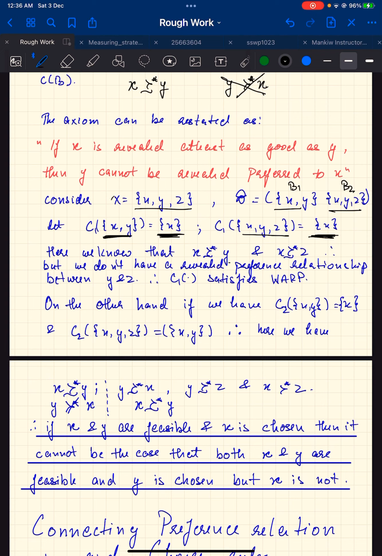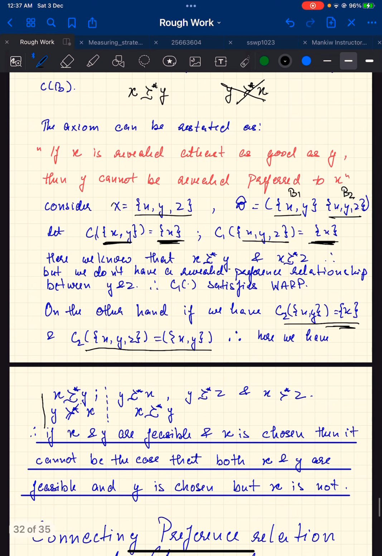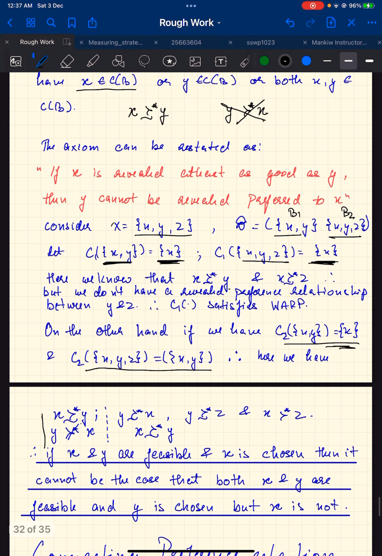On the other hand, suppose we have another choice rule where between X and Y an individual chooses X, and between X, Y, and Z the individual chooses X and Y both. So what do we get from here? From here, we get X is revealed as good as Y, and Y is not revealed preferred to X, which is what we saw earlier as well. So when X is chosen when X and Y both are available, we are saying that X is revealed as good as Y and Y is not revealed preferred to X.